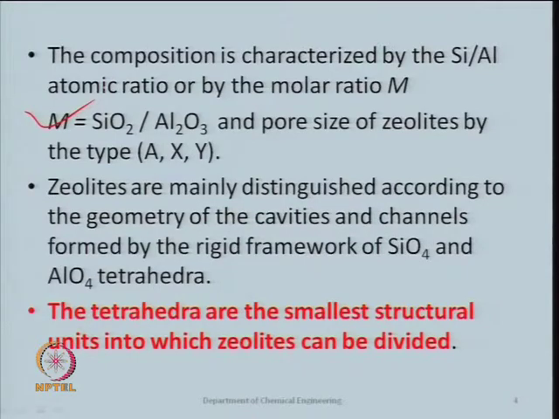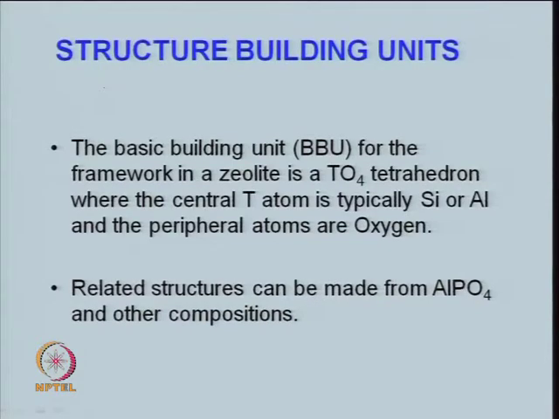And tetrahedra are the smallest structural unit into which a zeolite can be divided. That is what I was talking about, the primary building block. That will depend on the T atoms which are connected to different oxygen, so different silicon and aluminum and oxygen. We were talking about the basic building block of a zeolite. The basic building unit, which is the primary building unit I was talking about last time, depends on the framework, which is this TO4, that is AlO4 or SiO4.